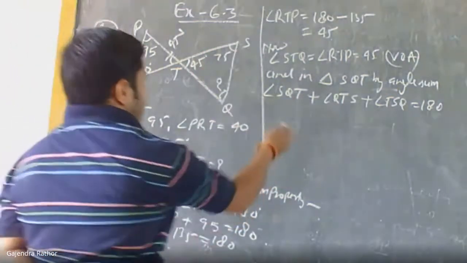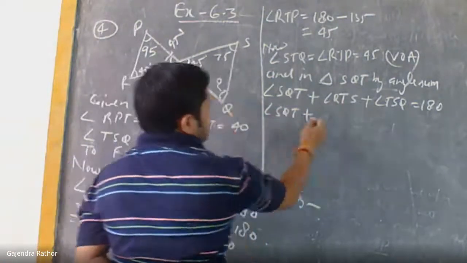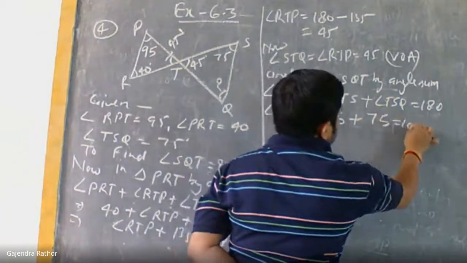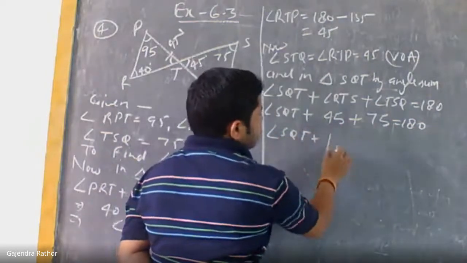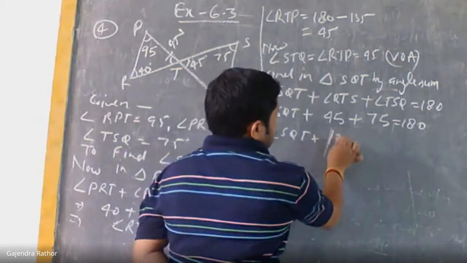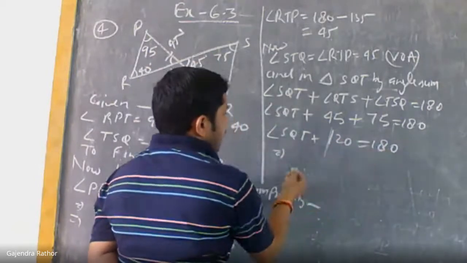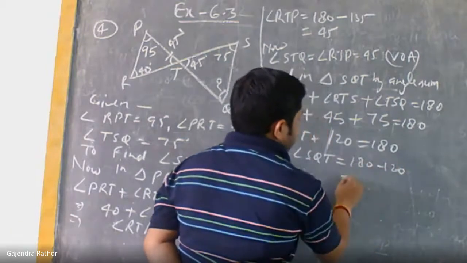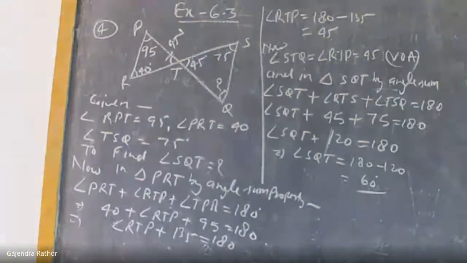Let's check. SQT we have to find. QTS is 45 and TSQ is 75, equal to 180. SQT and these two values, this becomes 120 equal to 180. Transfer 120 to the RHS, remaining SQT is equal to 180 minus 120, equal to 60 degrees. So 60 degrees is the value of the required angle SQT.